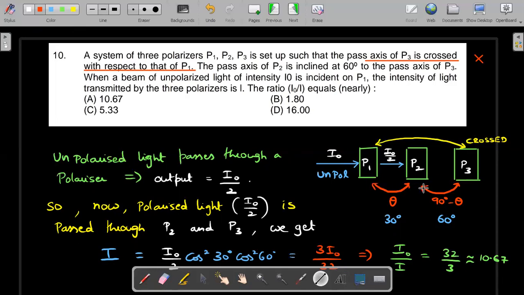Therefore, if this is theta and this is 90 minus theta, he said P2 and P3 are at 60 degrees to each other. Then this has to be 30, so that overall 90 degrees is managed. So I have written down those numbers also.